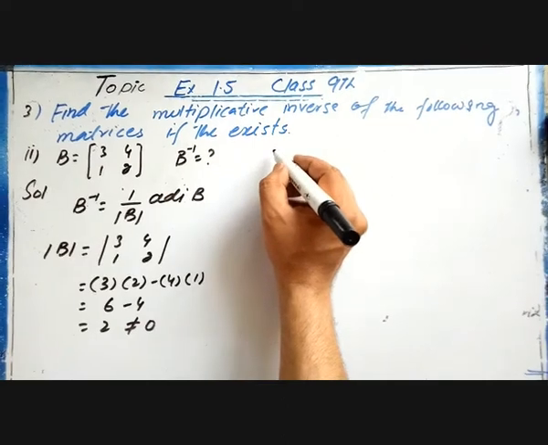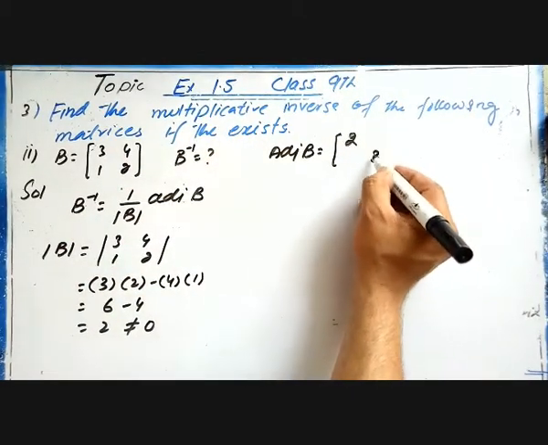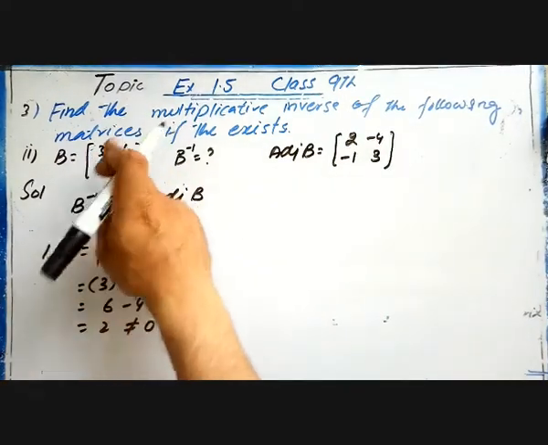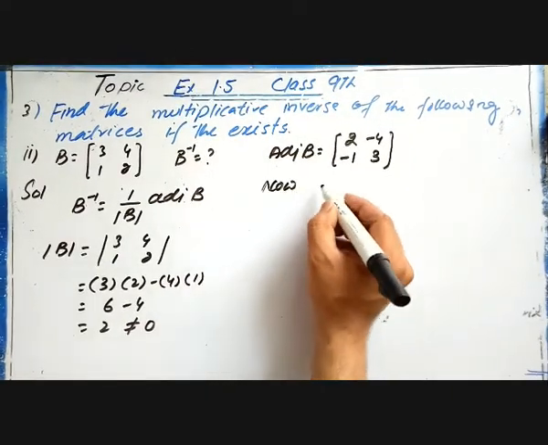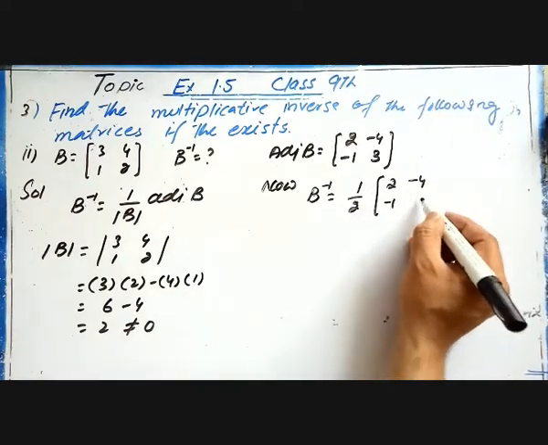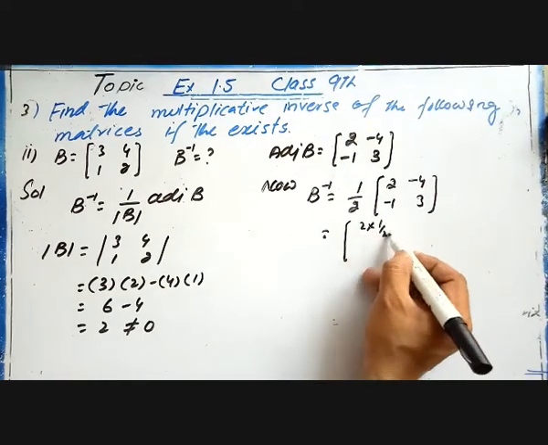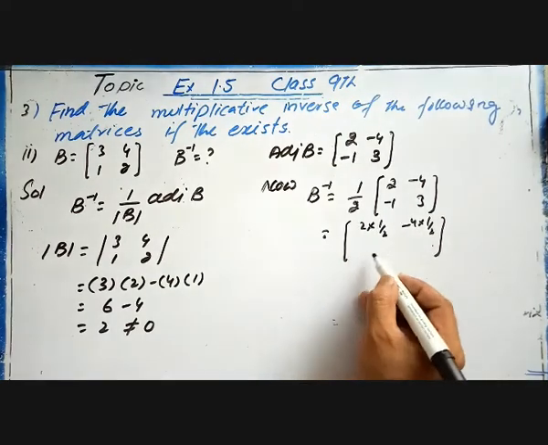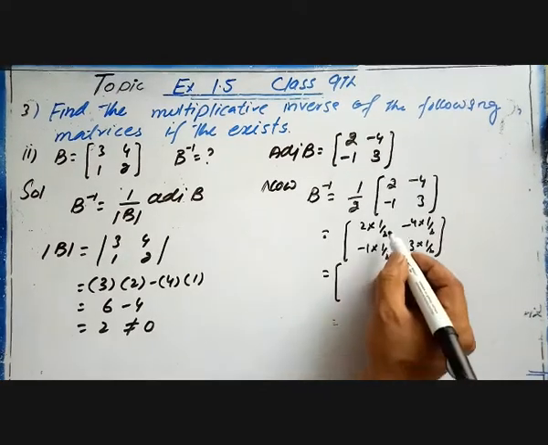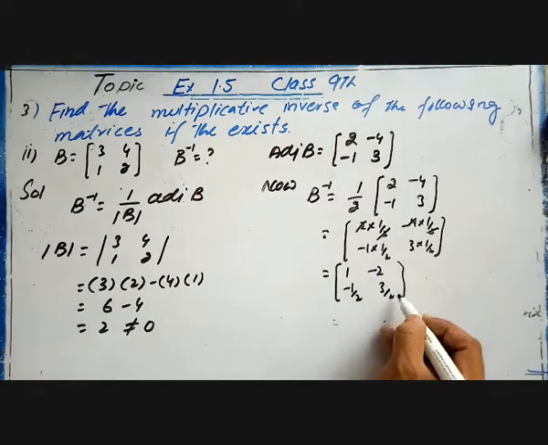So adjoint of B will become 2 and 3, and this will be minus 4 minus 1. Okay, so 3 and 2 swap, and the signs of these two will change. Now B inverse will be equal to 1/2 times 2 minus 4 minus 1 and 3. If you want to multiply, you can multiply; if not, then not. So multiply every element by 1/2: 2 into 1/2, minus 4 into 1/2, minus 1 into 1/2, and 3 into 1/2. The 2s cancel, so we get 1, minus 2, minus 1/2 and 3/2. This will be the answer.